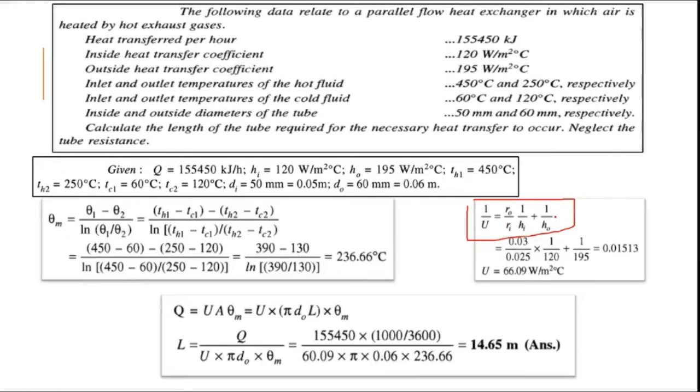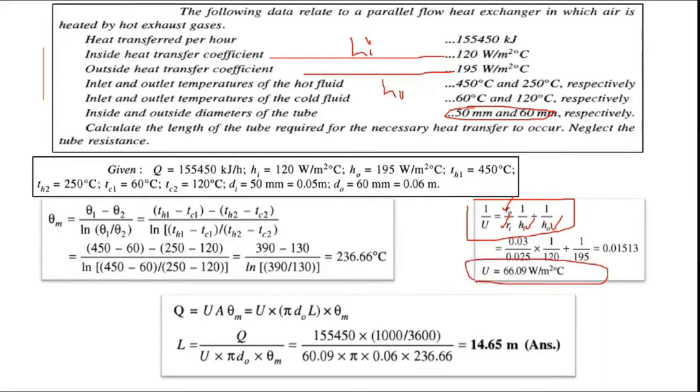Now we have all the values with us. We have the heat transfer coefficient values on both the sides. They are saying that the inside heat transfer coefficient is this much, so this is the Hi value. The outside heat transfer coefficient is this much, so this is the H0 value. R0 and Ri can be determined because the diameter values are given, so R0 and Ri values will be 25 and 30. Using this, we can find out the overall heat transfer coefficient.